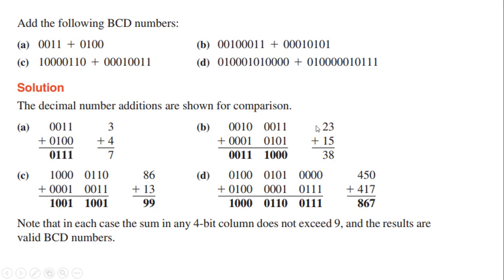Look at this. This is 2, 3. This is the BCD of 3. This is the BCD of 2. And this is the BCD of 5. This is the BCD of 1. So let's add. The sum is a valid BCD, so there is no need to add 6, the BCD of 6. This is another example. All these are valid BCDs.